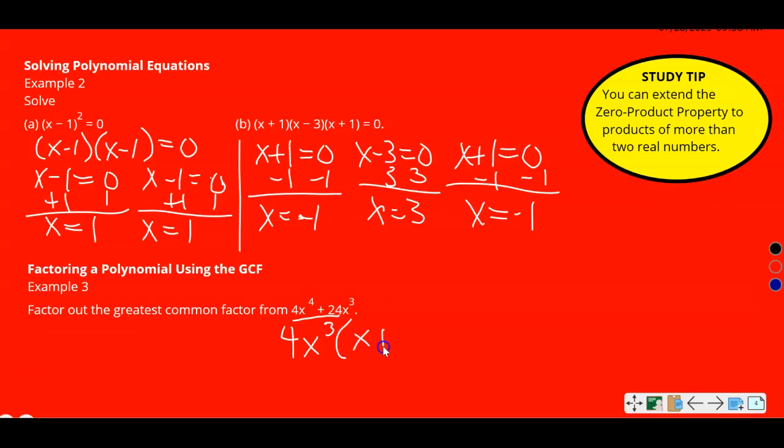And then if I look at my second term, 4 goes into 24 6 times. And then the x to the third has already been pulled out. So you can use the distributive property to check that factored form does represent the same thing as standard form. It's just written in a different form.